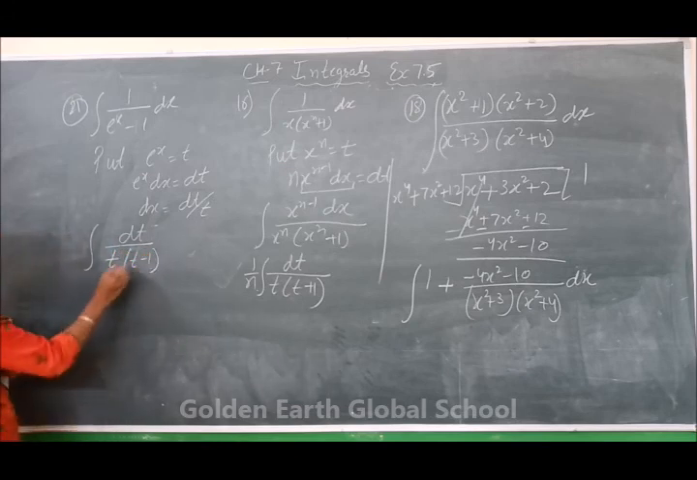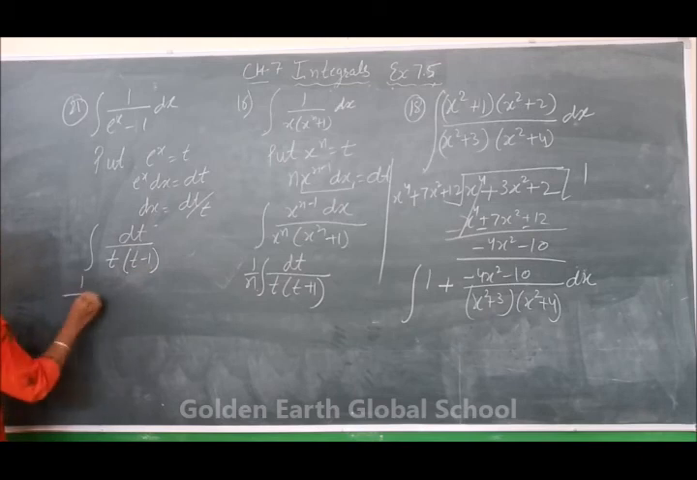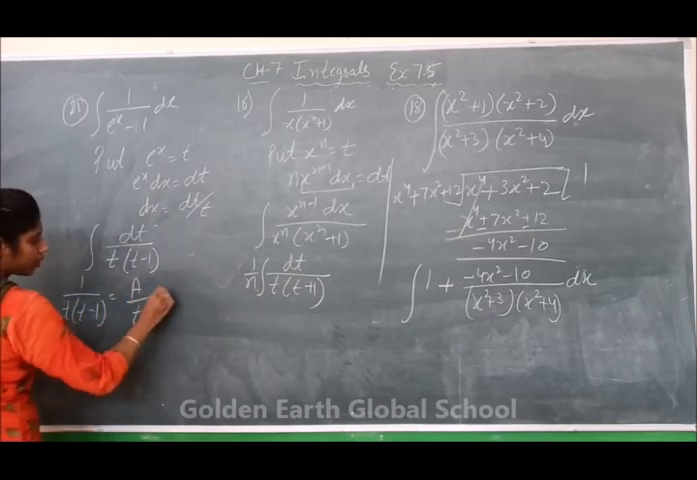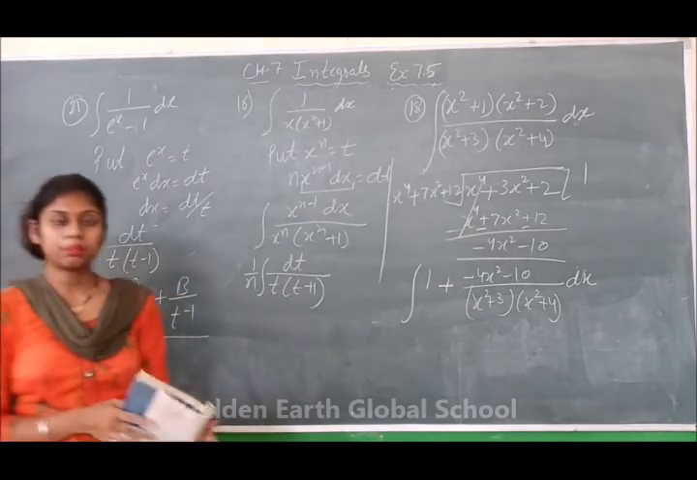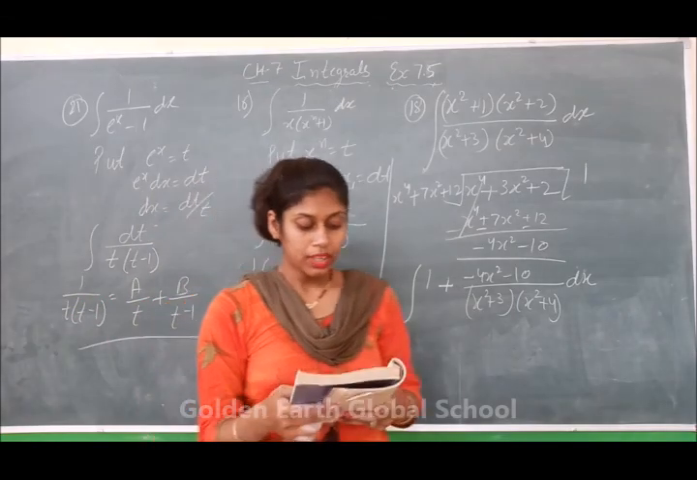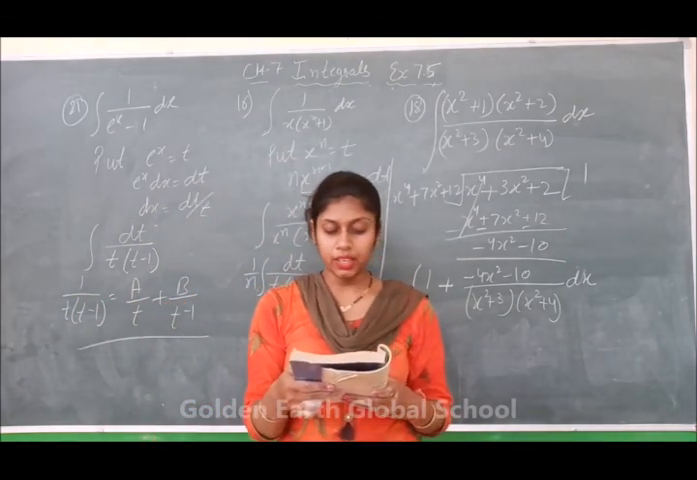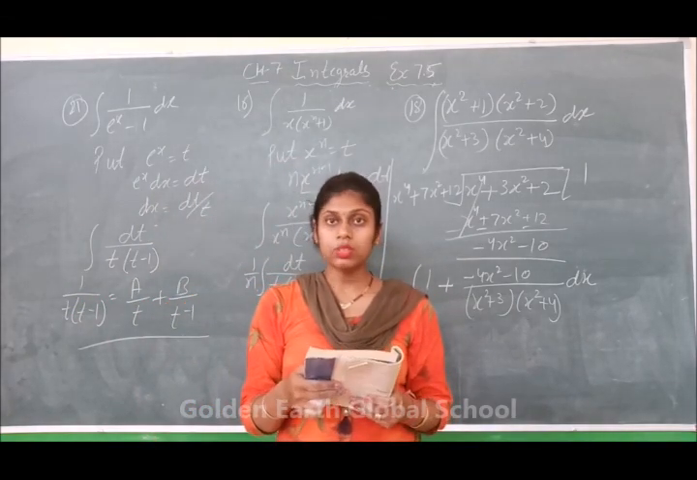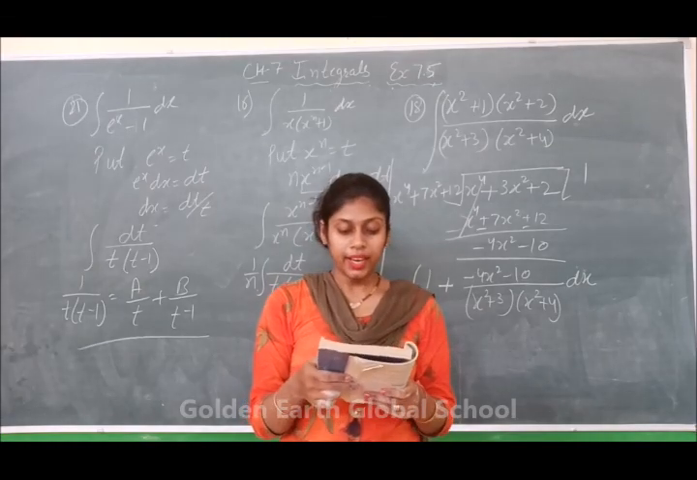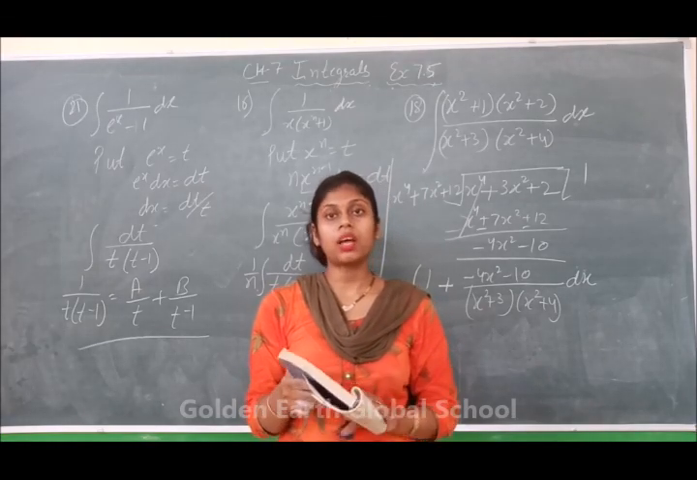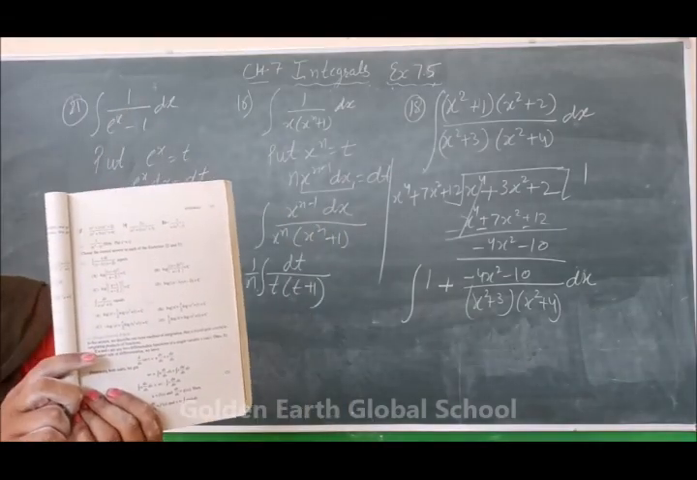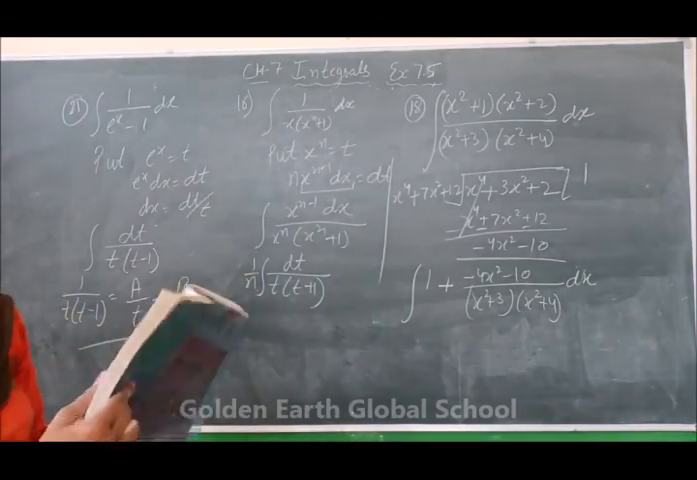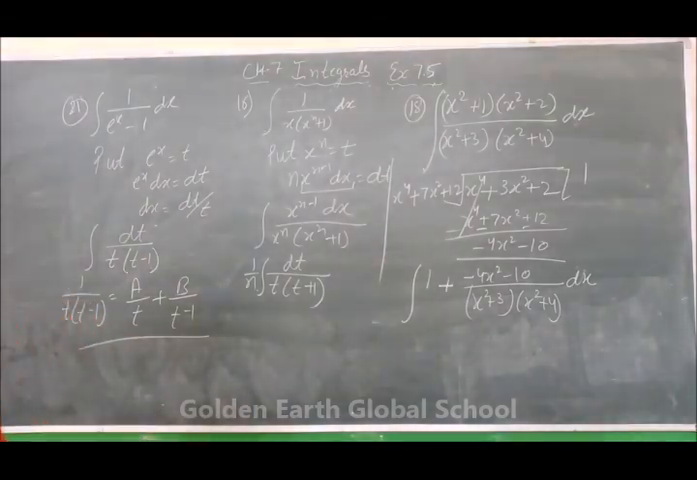Then we will apply partial fraction here. 1 by t into t minus 1 equals a upon t plus b upon t minus 1. Again find the constants a and b. Next, 22 and 23 are the MCQs. You have to solve the integration and convert your answer according to your options, then choose which option is correct. So this is your complete exercise 7.5. Thank you so much.